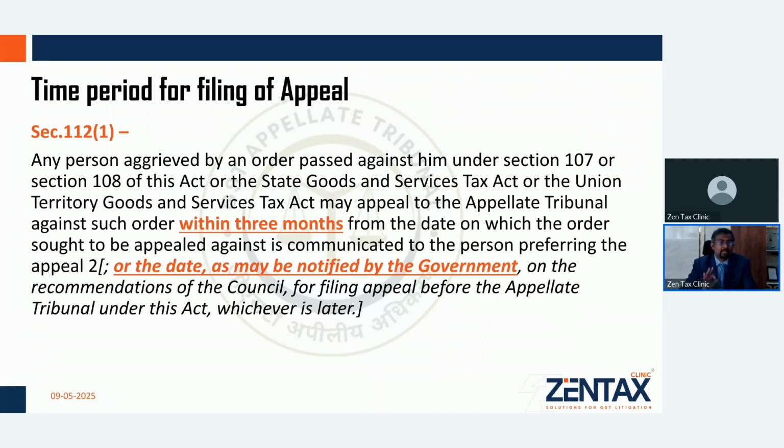But generally, the time limit for filing an appeal before the GST Appellate Tribunal, as provided under Section 112, is very clear that it is 3 months from the date on which the order in Section 107 or 108 is communicated to the person preferring an appeal. That is, the appeal can be preferred either by the taxpayer or also by the department, right?